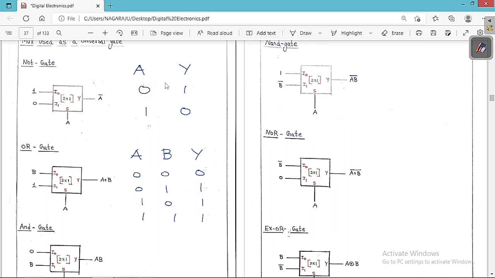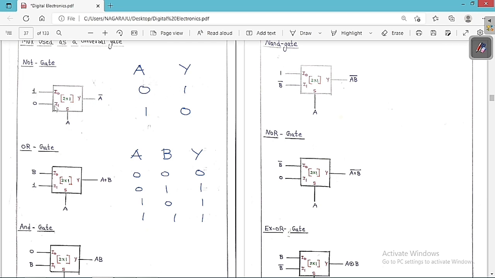So now you can see clearly I am going to represent the NOT gate. For the NOT gate, this is the input A and output Y. If the input is equal to 0, output should be 1. If the input is equal to 1, the output should be 0. You can see clearly when A is equal to 0, this line is activated, so whatever this input is passes through to the output. Here it should be 1.